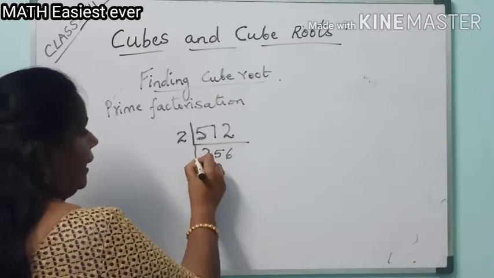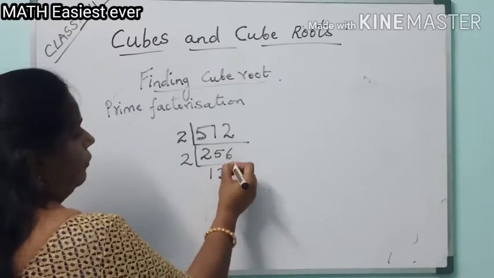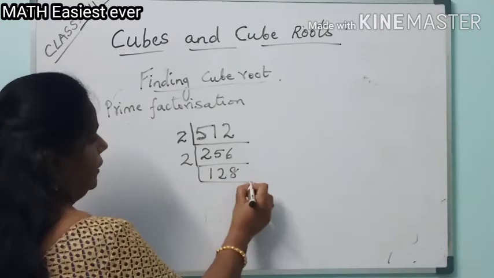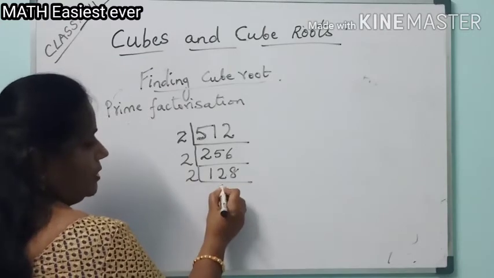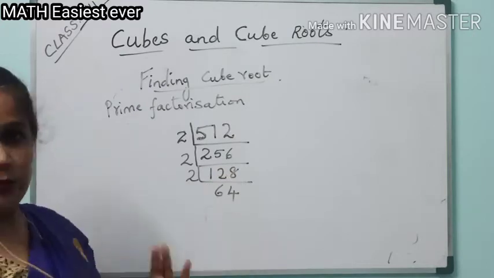So again I divide it with 2. 2 1's are 2, 2 2's are 4, and 2 8's are 16, right? So again I divide this with 2. I'll get 2 6's are 12 and 2 4's are 8. That is, 8 divided by 2 is 4.